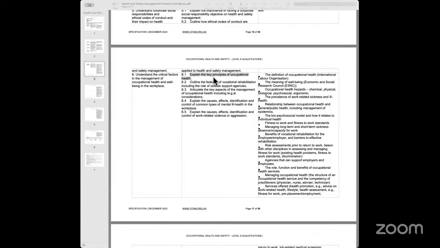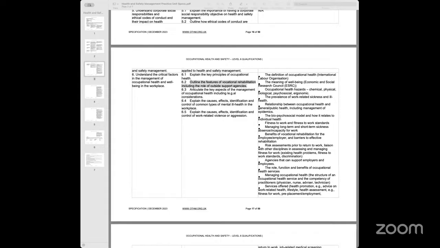The second one talks about features of vocational rehabilitation and what could be the kind of support services which can be provided to employees, staff, contractors, if they end up having some sort of an injury, or assuming they have some sort of a disability.